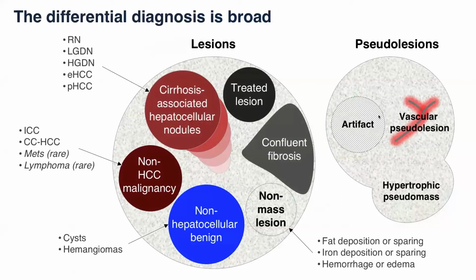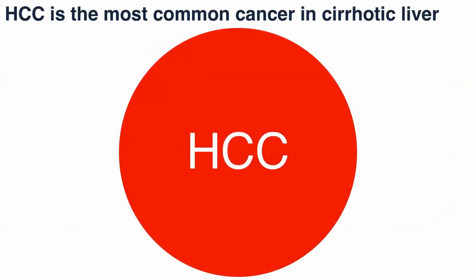Within pseudo lesions, we can have artifacts, something due to bad imaging signal. We can have vascular pseudo lesions, things due to arterial portal shunts. And sometimes in the setting of cirrhosis, we can have some areas that are less scarred than others. And because they're less scarred, they look hypertrophic and large, and they might actually look like masses when they're not, so-called hypertrophic pseudomasses. Now let's look at cancer.